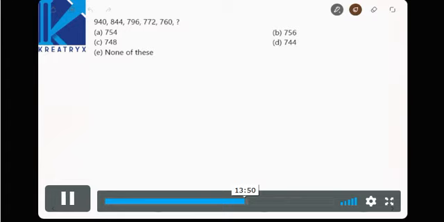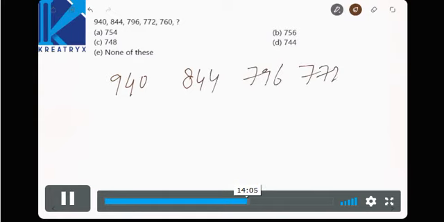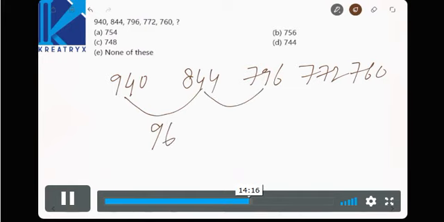940, 844, 796, 772, 760 it seems. So 940, 844, 796, 772, 760 is the series. What is the difference between these? Is it 96? Yes. What is the difference between the next two, 844 minus 796? Is it 48?